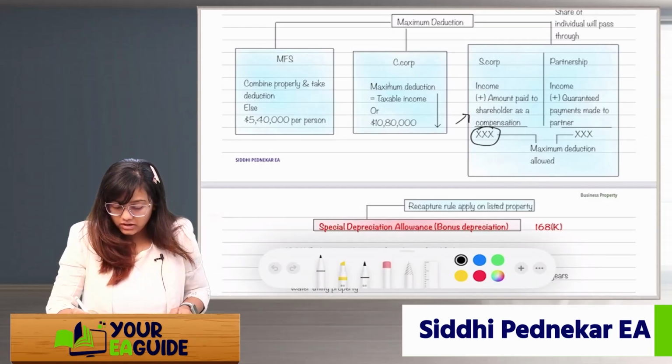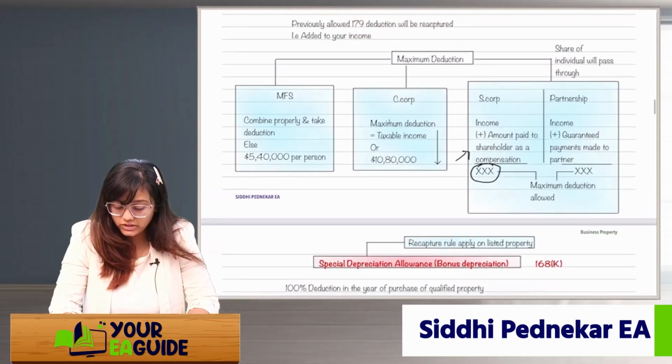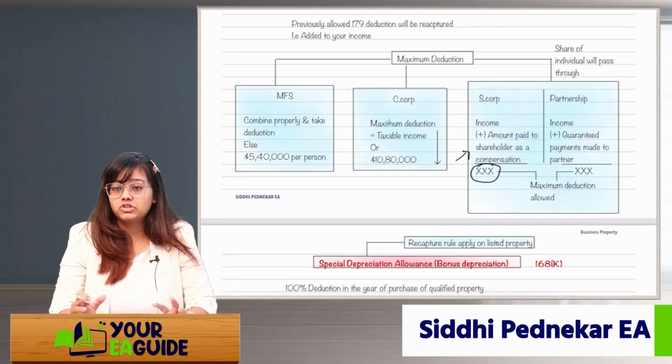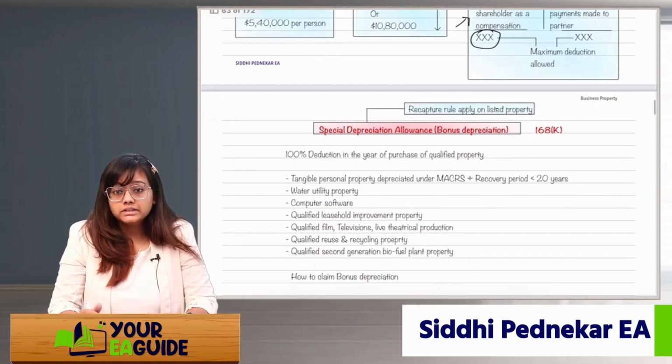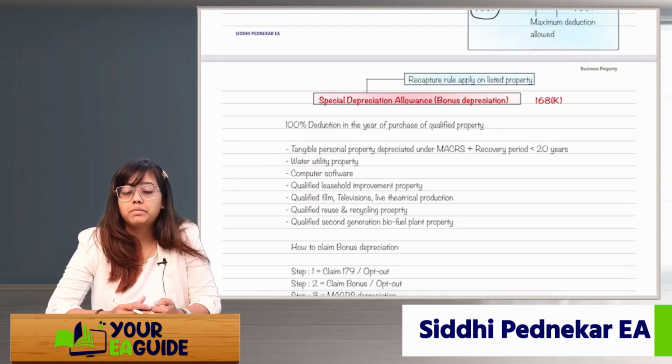Next is share of individual, which will be passed through the S corp and the shareholders here. Next section is IRC 168(k), that is the special depreciation allowance.